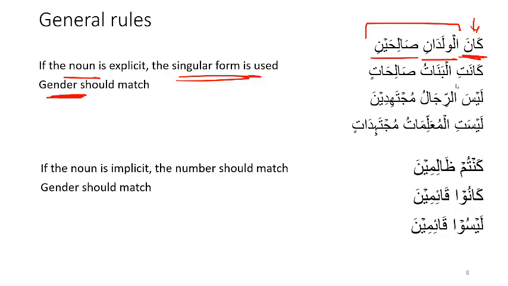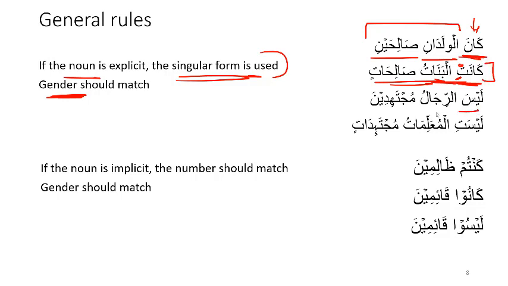Next, we have kanatil banatu salihatin. This is actually kanat al binatu, but when we read, we connect, and to make the connection, we use a kasra. So notice here, al banatu salihatin is clearly female. Therefore, we use the female version of kana, which is kanat. The noun here is al banatu salihatin, which is plural, but it's explicit. And because it's explicit, we use the singular version.